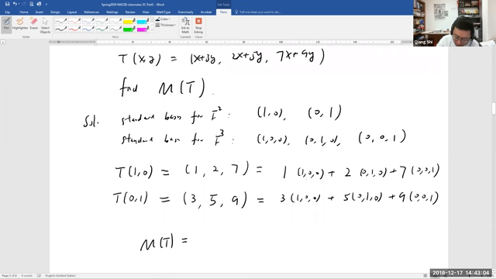And then those numbers 1, 2, 7 form the first column, not the first row. And the 3, 5, 9 gives us the second column. So this is a 3 by 2 matrix. This is the matrix of the linear map T under the standard bases, from F2 to F3. So that's how we find this one, strictly following the definition. I hope this example gives you more details on how we find this matrix using the definition.